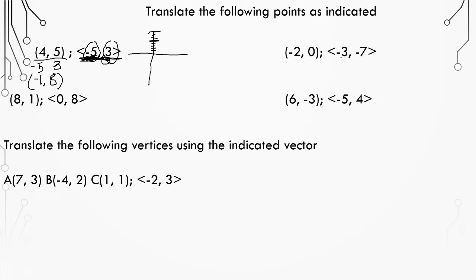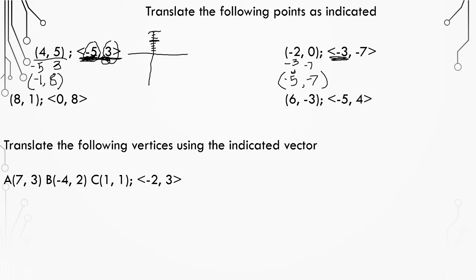Let's try this one here. Negative 3 is my x vector. So it's negative, which means I'm going to subtract, right? So negative 2 minus 3 is negative 5. Remember, negative 2 minus 3, a negative minus a number is another negative. And 0 minus 7 is going to be negative 7.